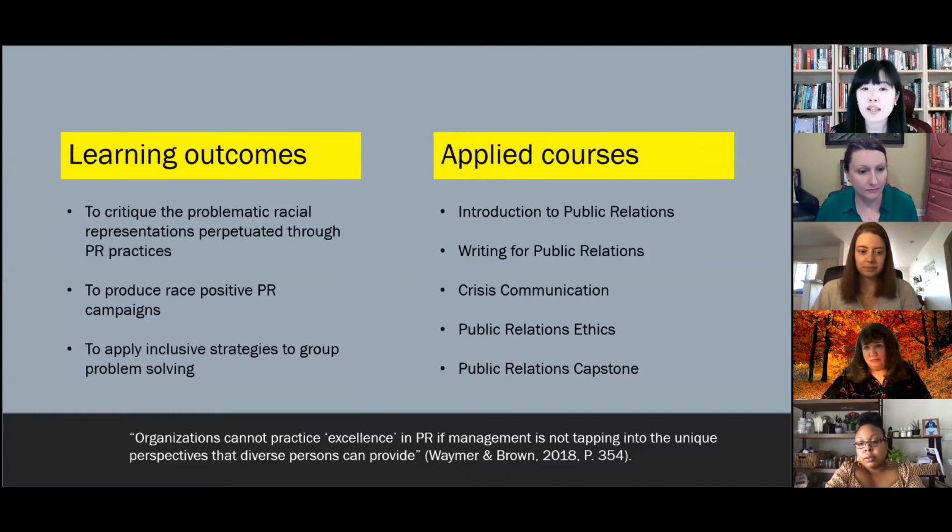And the way I envision it, the learning outcomes are three. One is for students to be able to critique the problematic racial representation perpetuated through everyday PR practices. I think that's the first learning outcome. And then hopefully from there, because they were asked to devise a solution, students will learn to produce positive, purpose-driven PR campaigns.